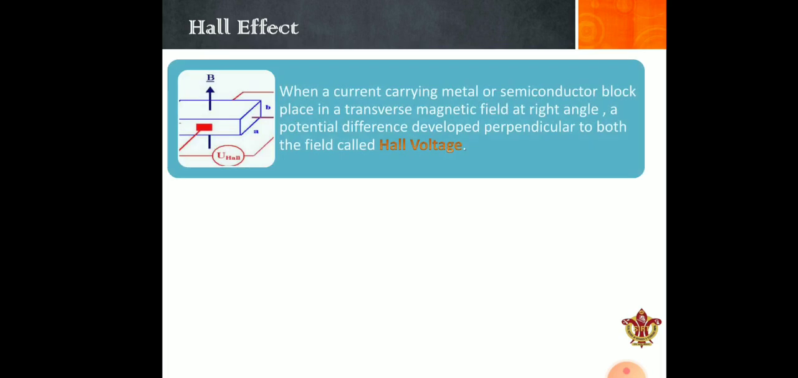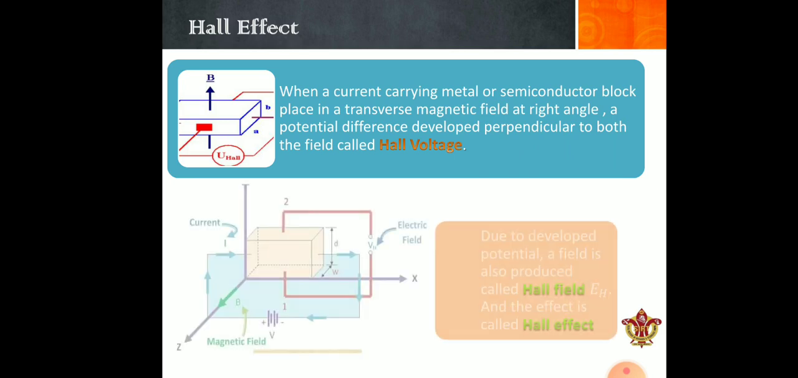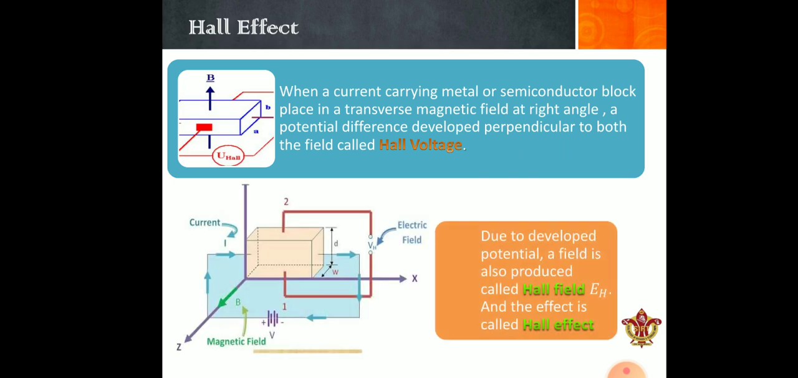So what is Hall effect? Our basic problem is that. The Hall effect is a combined effect of electric and magnetic field, as I already told you. When a current carrying metal or semiconductor block or plate is placed in a transverse magnetic field at right angle to the electric field, a potential difference is developed along the third direction, and this potential is called Hall voltage. And due to this potential, a Hall field is also generated, and this combined effect is called Hall effect.